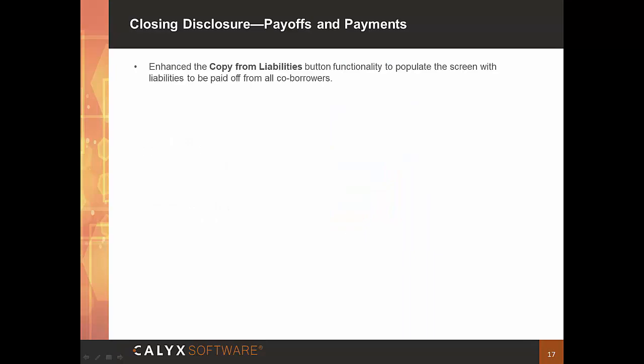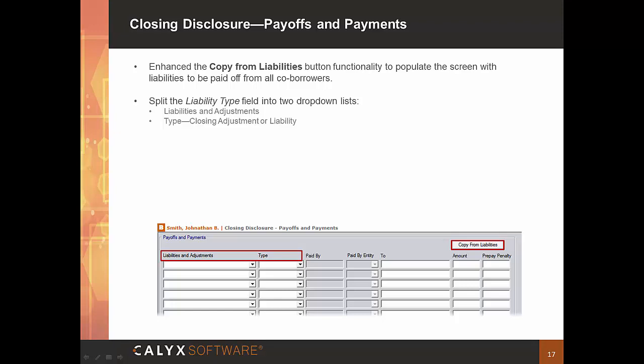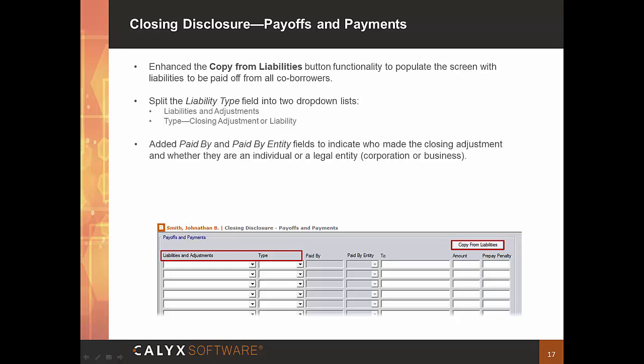Closing disclosure, payoff and payments, we enhanced the copy from liabilities button functionality to populate the screen with liabilities of all paid off co-borrowers. We split the liability type field into two drop-down lists: liabilities and adjustments, type, closing adjustment, and liability. Right here. So is it a liability or is it an adjustment? And then what type? Was it a closing adjustment or a liability?